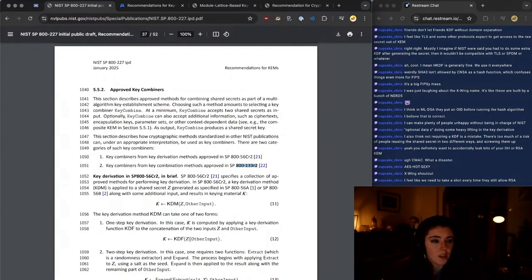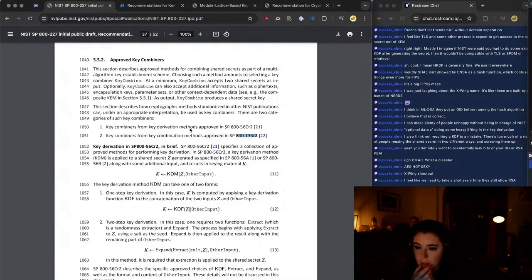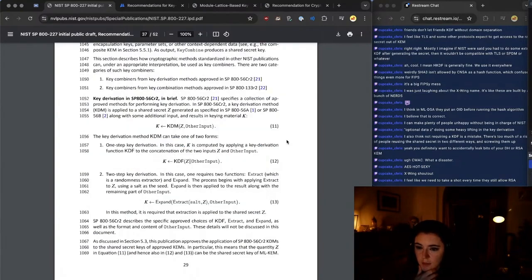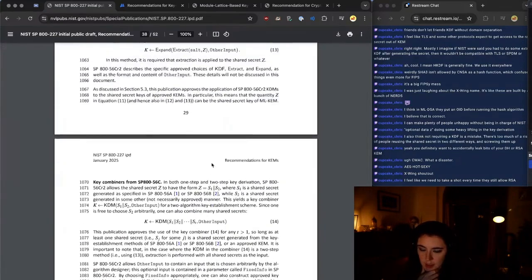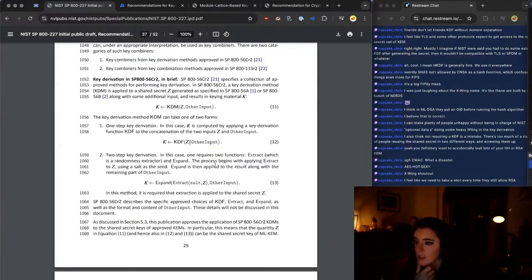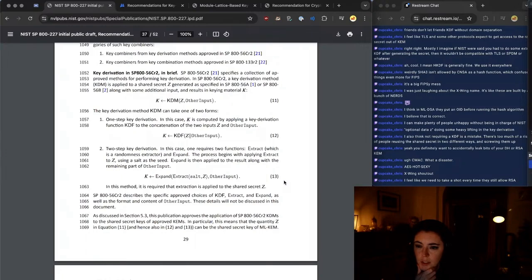Let's see. Derivation methods. Key combination methods. Okay, 56C. Derivation method is applied to a shared secret. Yeah, so this is the thing I mentioned before. Z concat other inputs, or Z concat T or whatever. This is where a lot of the hybrid stuff is really leaned on. Applied to a shared secret Z generated as specified in 56A or 56B, along with some additional input.